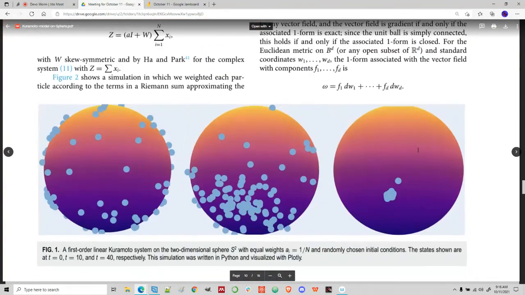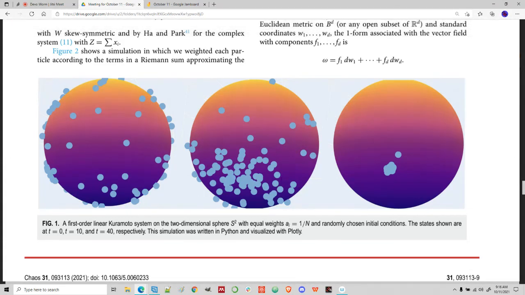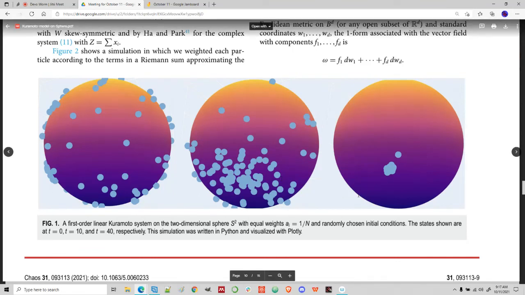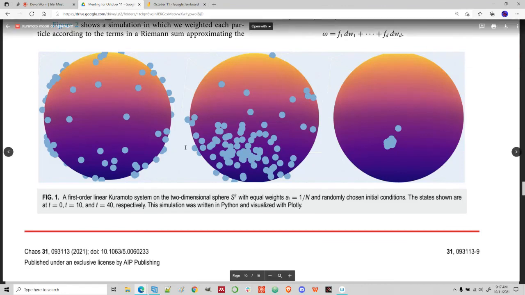And then they're able to look, okay, so this is a first order linear Kuramoto system. So you have these different states where you have different ways they migrate across the sphere. And the idea is they'll either cluster like this or they'll be all over the place like this. So you can see that either they're scattered and random or they're synchronizing in one location. And this was generated in Python, visualized with Plotly.